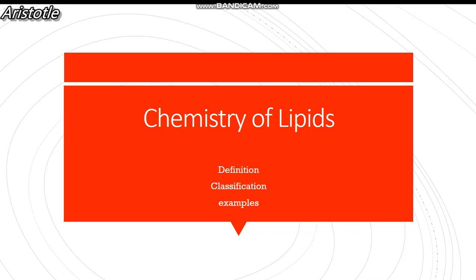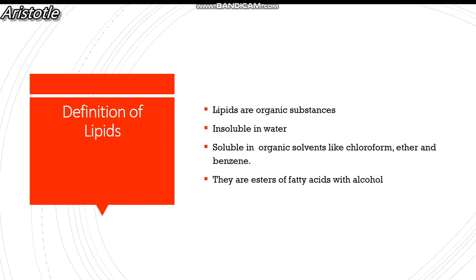Hello guys, we are going to talk about a very important topic, which is the chemistry of lipids. So we are going to talk about the definition, the classification and the examples of lipids. Now, definition of lipids. Lipids are organic substances that are insoluble in water, soluble in organic solvents like chloroform, ether and benzene. They are esters of fatty acids with alcohol.